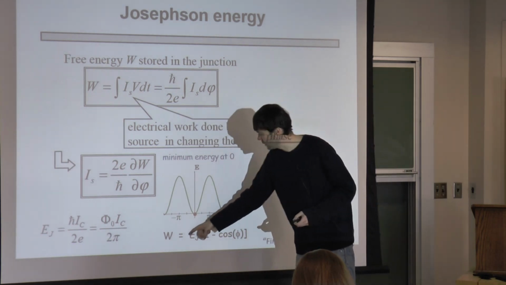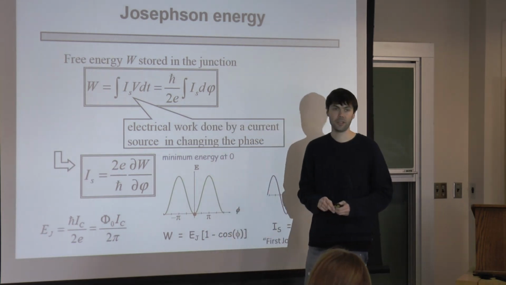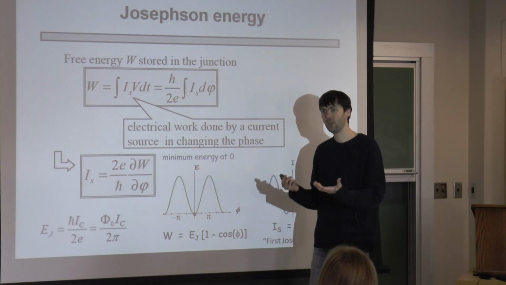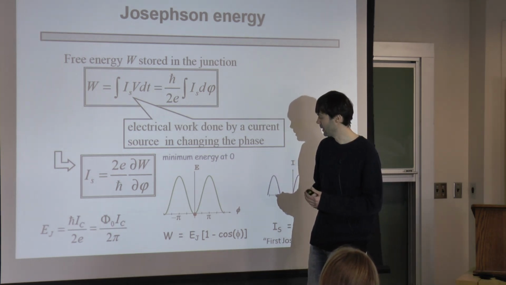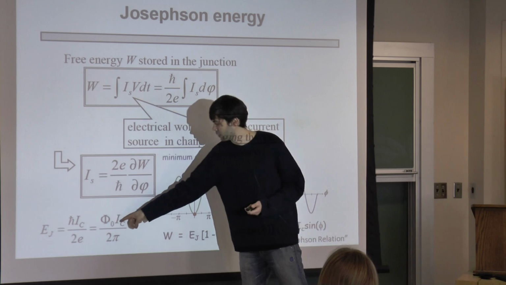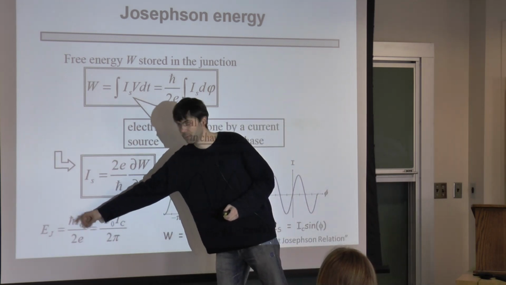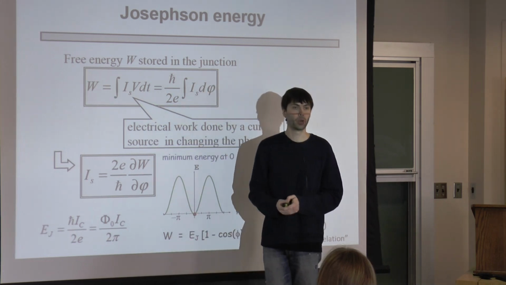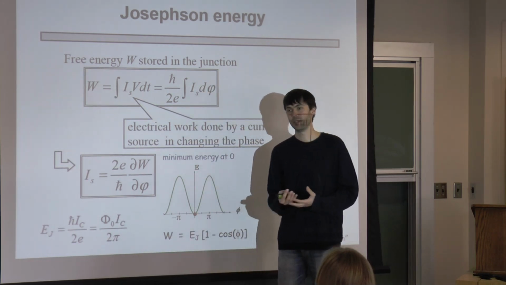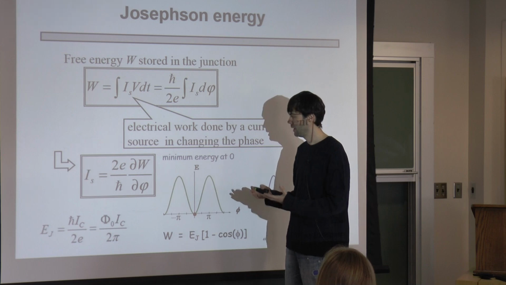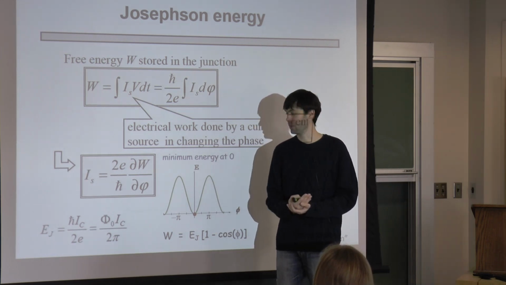And now the coefficient in this formula is the Josephson energy. So the scale of energy, the maximum energy, is given by the critical current, with, again, some fundamental constants. So the critical current of the junction is proportional to this energy scale of the Josephson junction, which is called Ej.